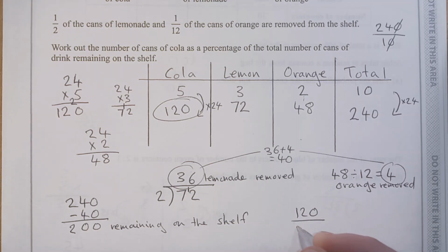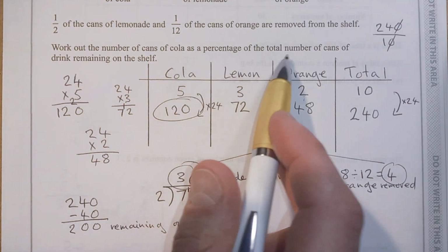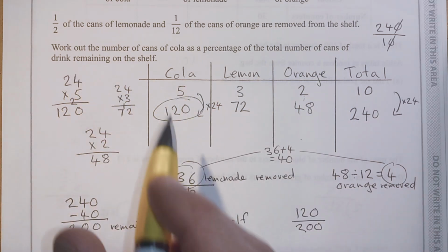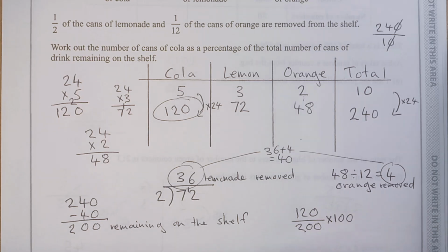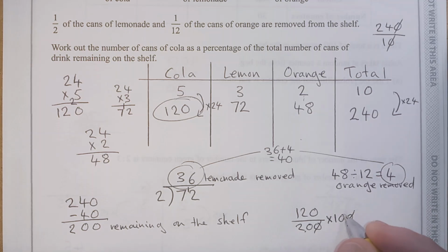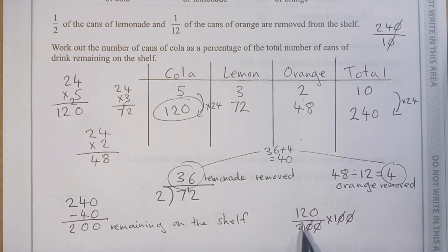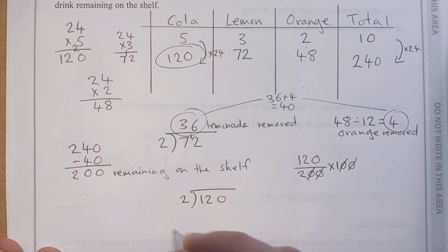So we've got 120 out of 200. And it says work out the number of cans of cola, which is this, as a percentage of the total number of cans remaining, which is this, as a percentage. So we're going to need to multiply that by 100. We've got quite a few zeros here, so we can do some cancelling. So we're multiplying up here, dividing at the bottom, so we can cancel a 0 here with 1 at the bottom, another one here with a 1 at the bottom. So we end up with 120 times 1, so it's still 120, divided by 2. So 120 divided by 2.